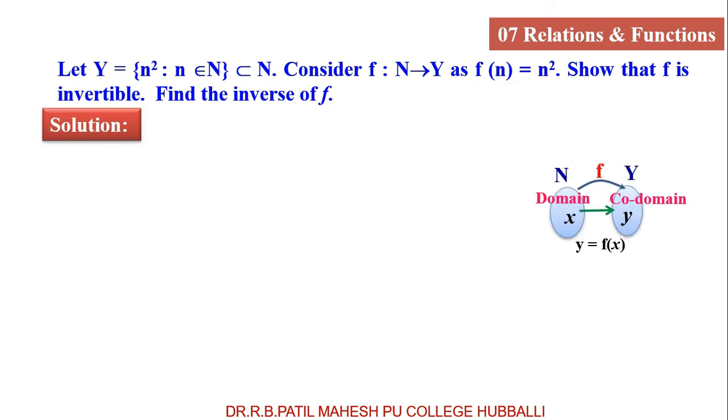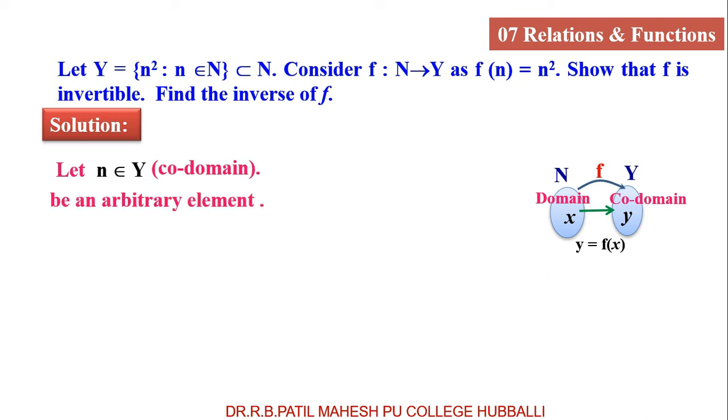Show that f is invertible and find the inverse of f. Definitely we should consider the diagram N to Y: the domain is N, the codomain is capital Y, x belongs to capital N, y belongs to capital Y, so y equal to f of x. This is the formal definition of a function. Now let n belonging to the capital Y, that is the codomain here, be an arbitrary element. f of n is equal to y.